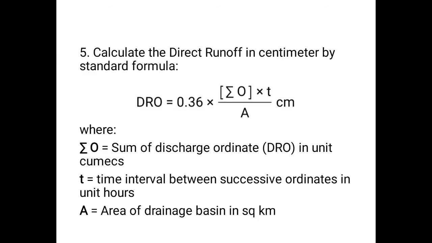5. Calculate the direct runoff in centimeter by the standard formula. Direct runoff is equal to 0.36 times the summation of all ordinates times time over area, in centimeter, where the summation of O is equal to the sum of discharge ordinate or DRO in unit cumecs, T is equal to the time interval between successive ordinates in unit hours, and A is equal to the area of drainage basin in square kilometer.